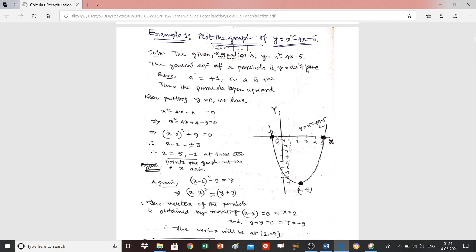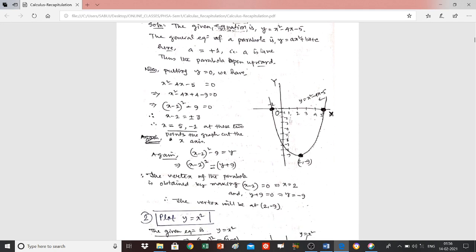So from this expression, x square minus 4x minus 5 is equal to 0, just factorize it, and it will give you x minus 2 whole square minus 9 is equal to 0. From here x minus 2 is equal to plus minus 3, that means x is equal to 5 and minus 1. At these 2 points the graph cuts or intercepts the x-axis.